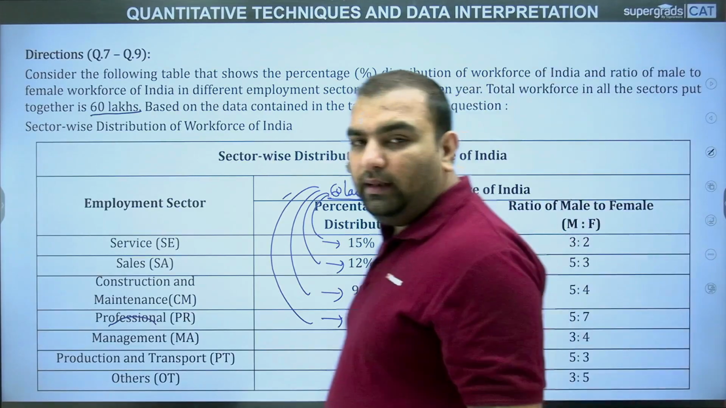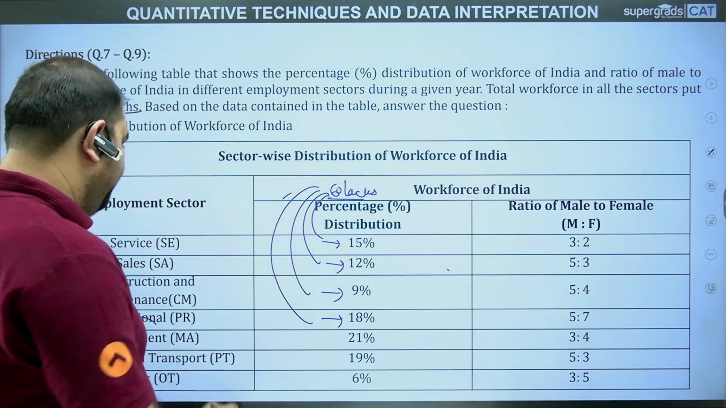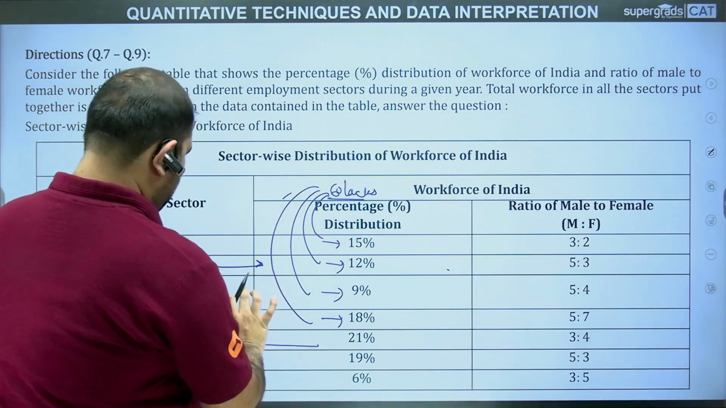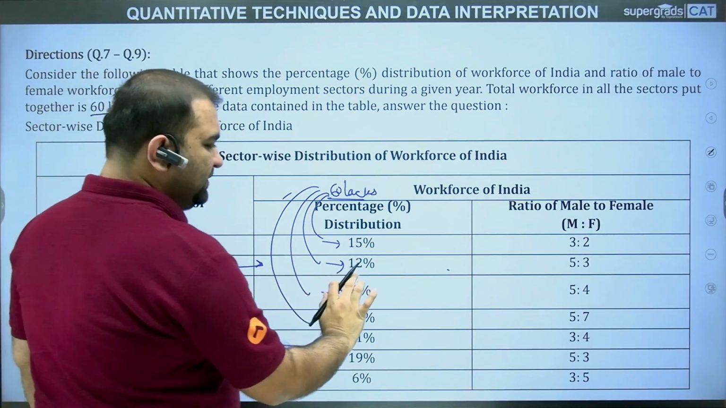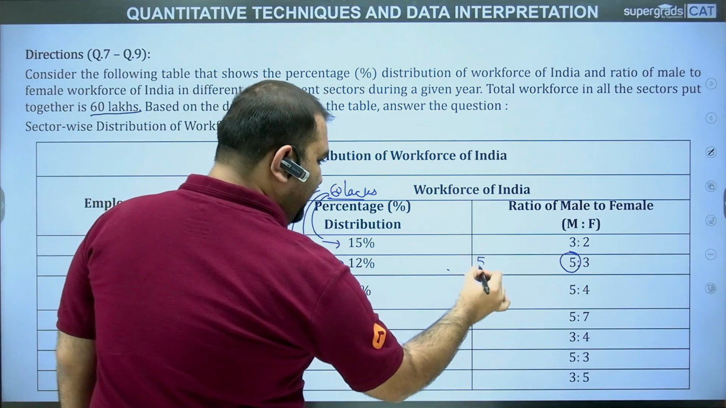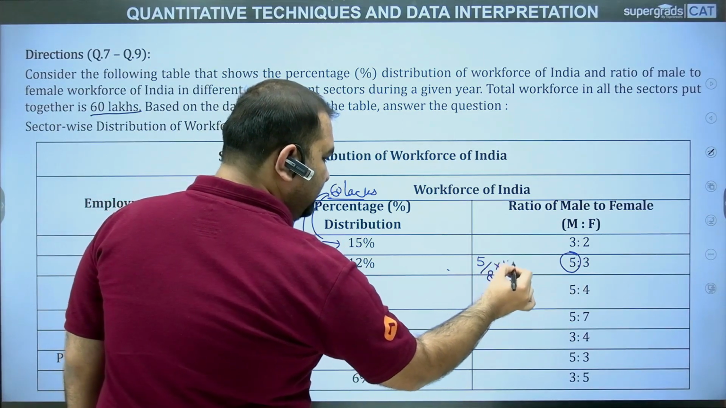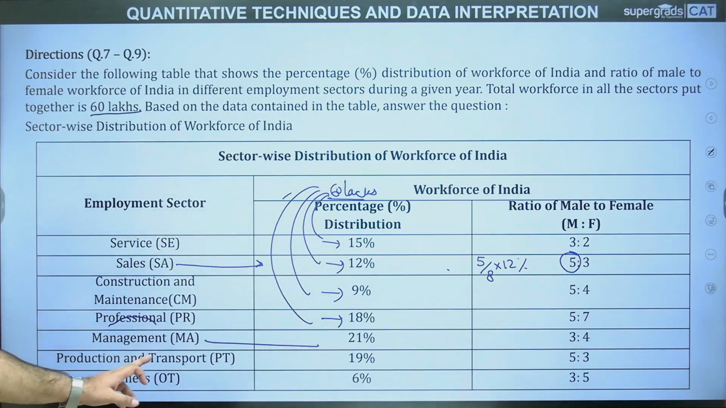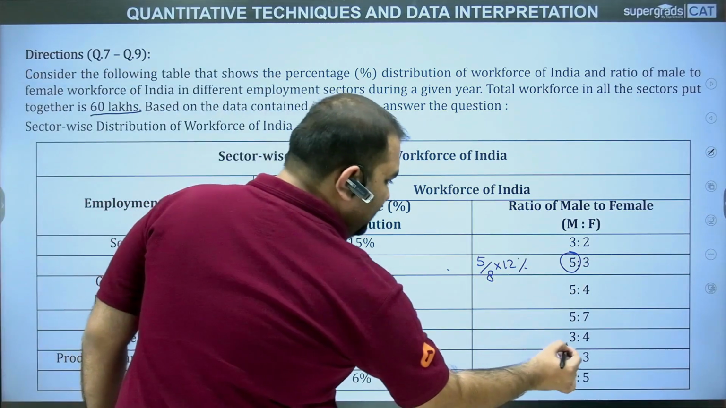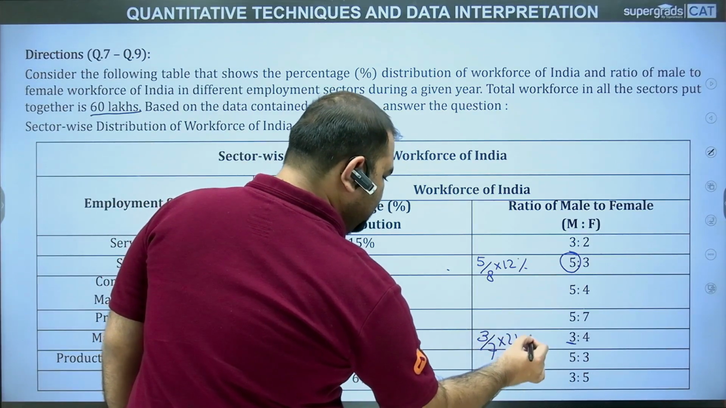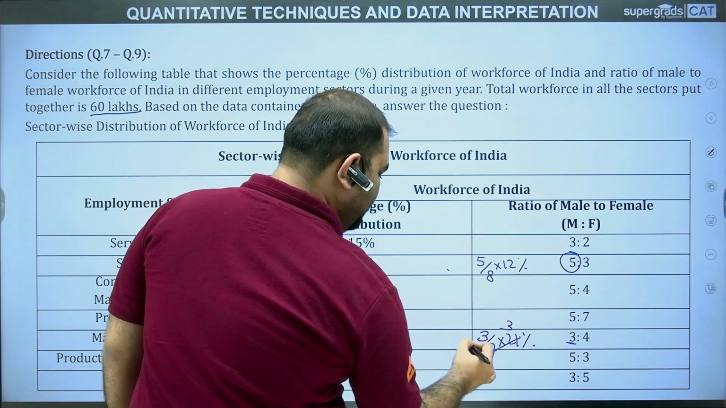So male in SA plus MA. SA is 21% workforce, male is 5. So can I say male is 5 by 8 of 12%? And in MA, male is 3 by 7 of 21%, which is 9%.